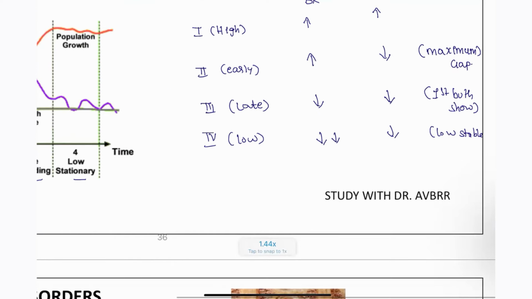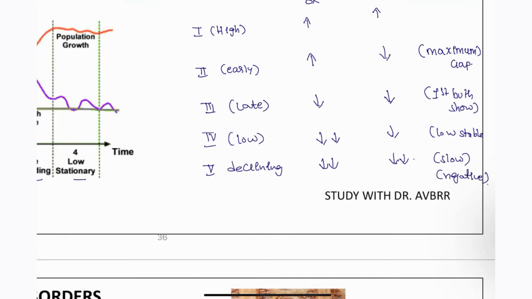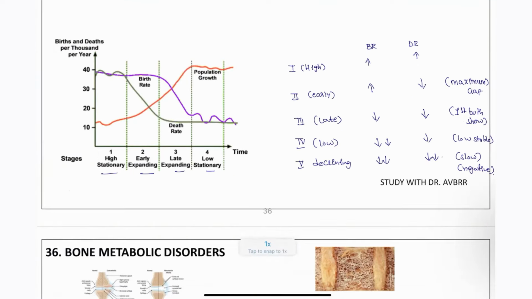Next, the fifth stage. This is the declining phase. In this declining phase, both will be declining, but very slowly, and this is going to go into the negative stage. Almost all the developed countries are at this stage, and some of the developing countries are in the late stage. This is how the demography is maintained.